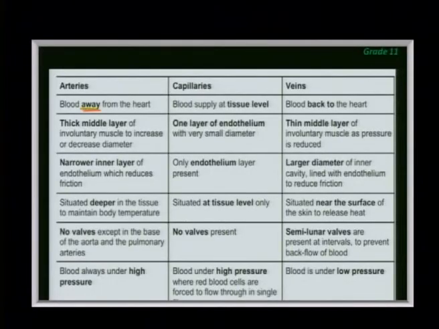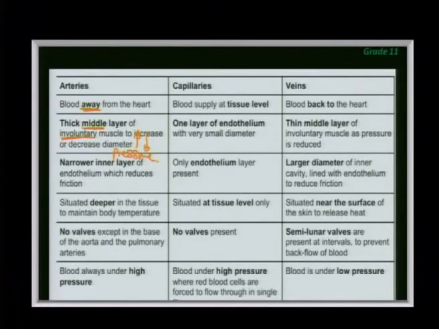Okay, so arteries always take blood away from the heart. It has a thick middle layer, which is involuntary muscle, and that will increase or decrease the diameter. And what does that do? That's going to increase or decrease pressure. Remember, if I have a tap running and I put my finger there and close the hole, I can spray the water. Why? I'm increasing the pressure. Right? The minute that hole gets smaller, the pressure goes up. It has a narrower inner layer, the endothelium, which reduces the friction.